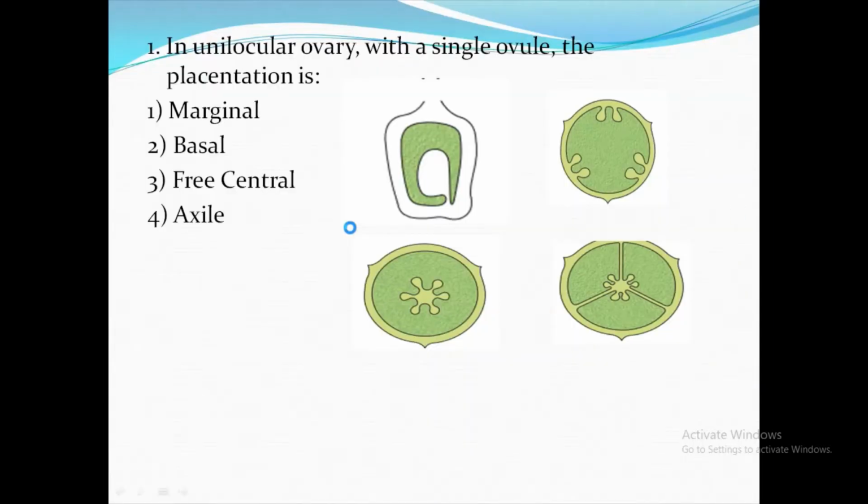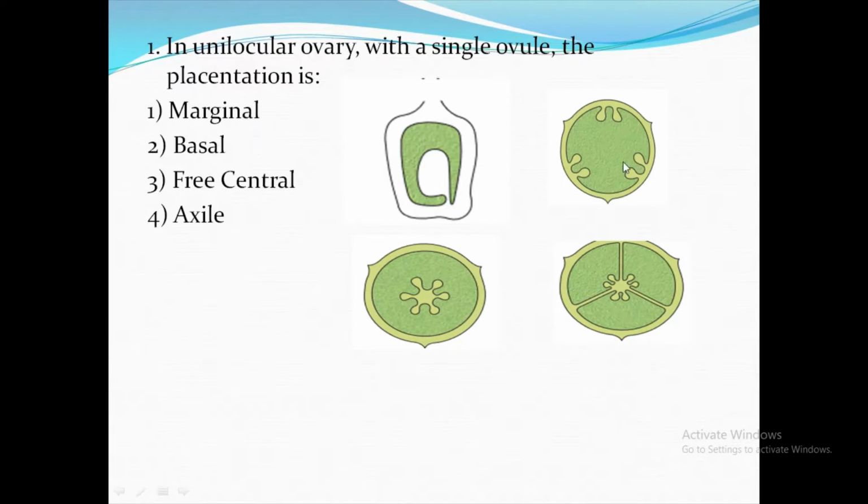First, in a unilocular ovary with a single ovule, the placentation is... Now, a unilocular ovary is the ovary which has only one chamber or one locule. The answer is basal placentation. Here you can see in case of maize, there is a single ovule which is attached to the base of the ovary, and the ovary is single chambered. So the answer is basal placentation.